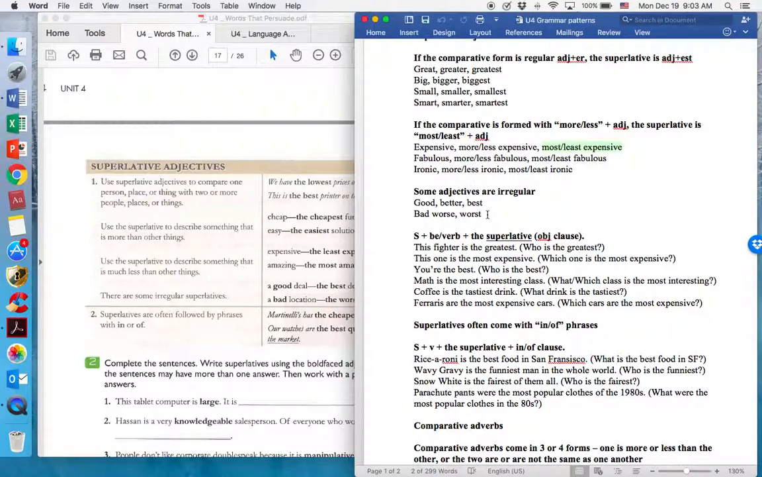And then again, as I said a moment ago, some adjectives are irregular. We've dealt with these before in the comparative form. Good, better. Most people are aware of these since their first years in English. Good, better, best. Bad, worse, worst.